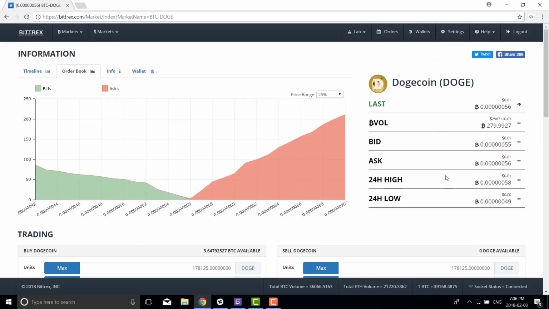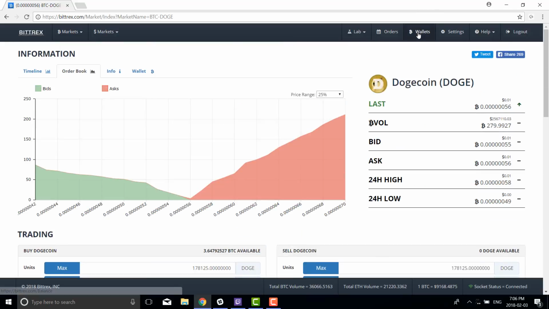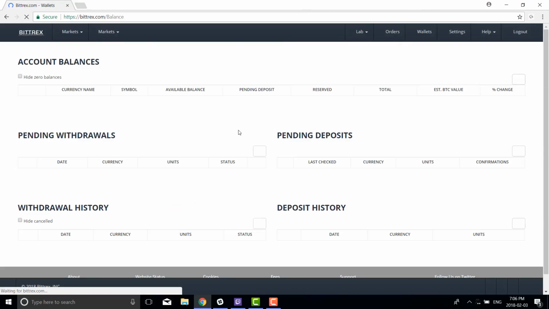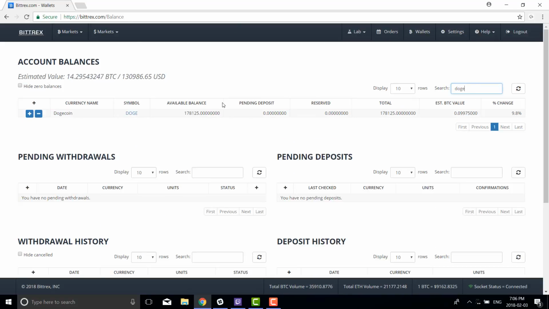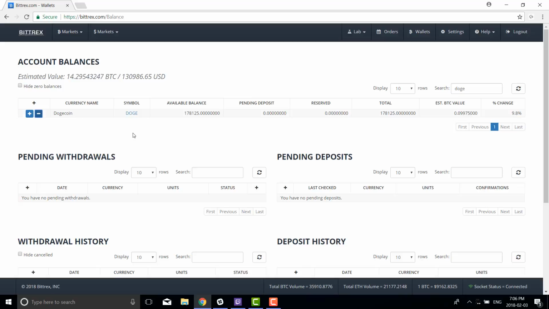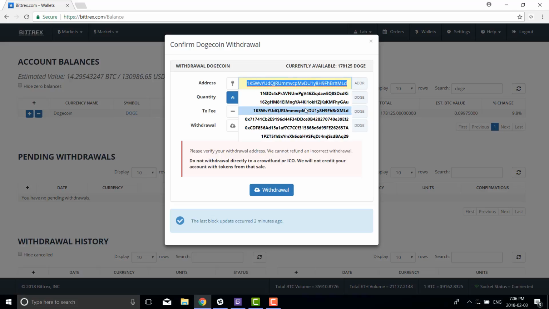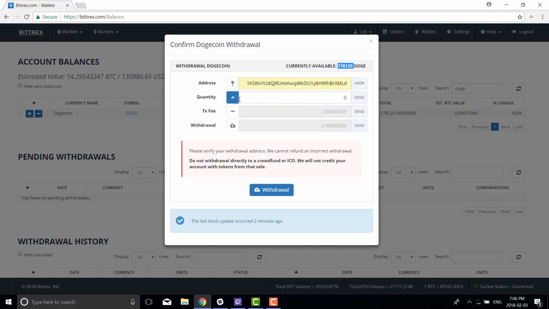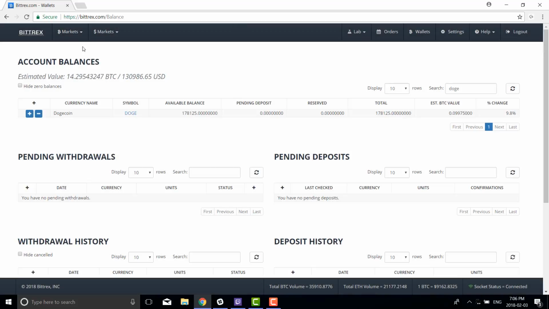So we bought some Dogecoin. Let's cancel this order. Let's say you just want to send it to your wallet. So let's go to Doge. Here's your Dogecoin, and you click the minus button. And then you'll put in an address, you'll put in all your Doge, and then you'll click withdraw. And then you'll put in your authentication code. So it's an example of taking the money out of an exchange.